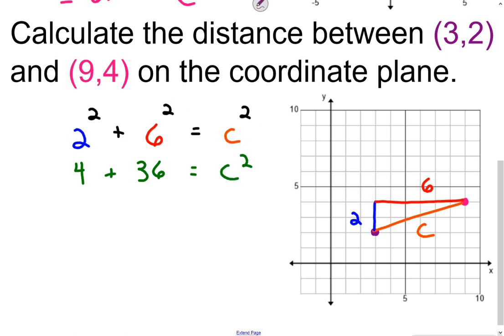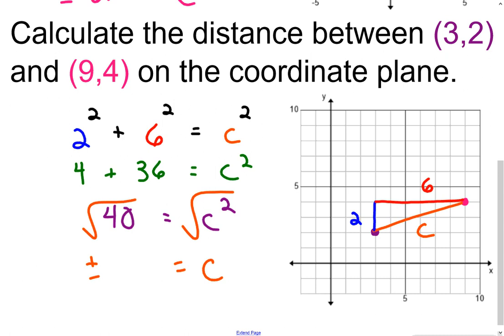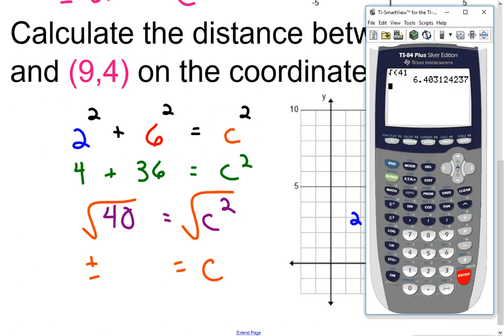If we add those together, we're going to have 40 equal to C squared. And now if we take the square root of both sides, we're going to have C equal to plus or minus, and we need to calculate the approximation for the square root of 40. So I go back to my calculator, second square to get the square root function, and push 40, push enter, and we get 6.3 for this one.